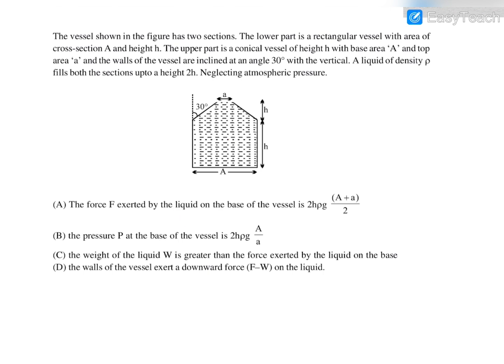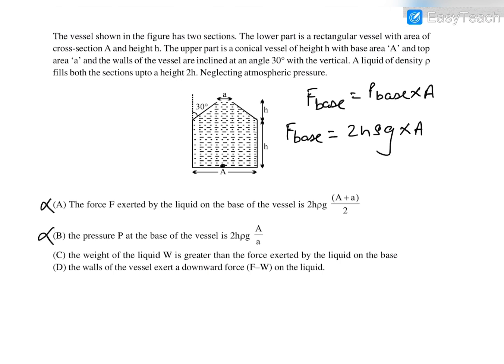choose the correct option. Now the force exerted by the liquid on the base of the vessel is this. So we can see that the force exerted by the liquid on the base will be pressure at the base multiplied by base area. So F base will be equal to, the pressure at the base will be 2h rho g and base area is A. So the force at the base will be 2h rho g A. Okay, so A option is incorrect, and the pressure P at the base of the vessel is this. This is also incorrect because pressure is just 2h rho g.